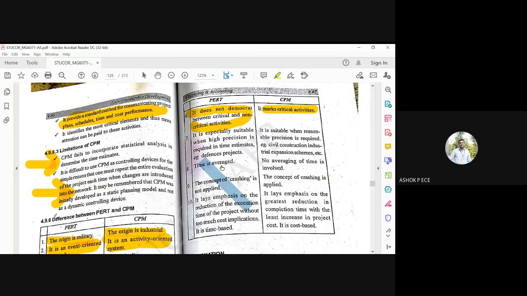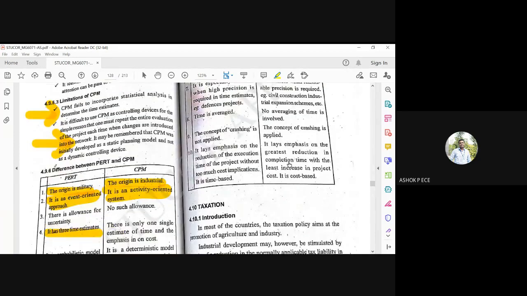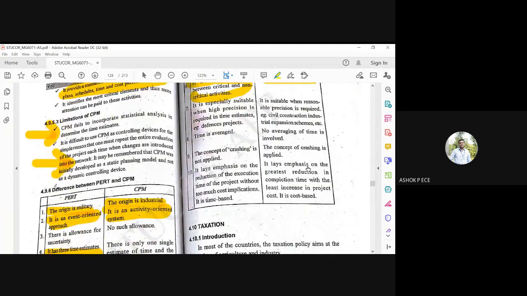Time is averaged in PERT, whereas no averaging of time is involved in CPM. In PERT the concept of crashing is not applied. In CPM the concept of crashing is applied. PERT lays emphasis on the reduction of execution time of the project without too much cost implication. In CPM, it lays emphasis on the greatest reduction in completion time with the least increase in project cost. So it is going to be cost based.